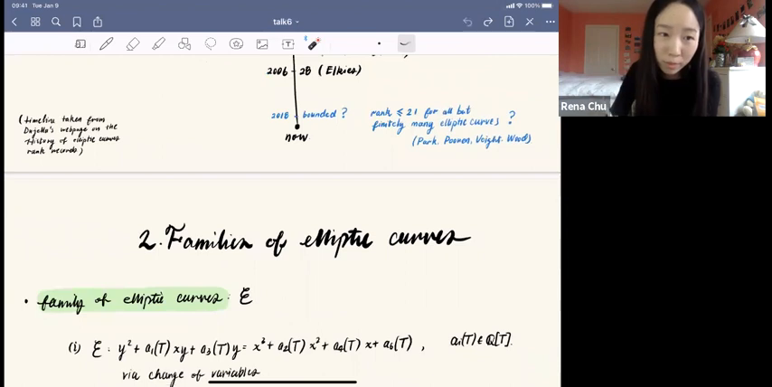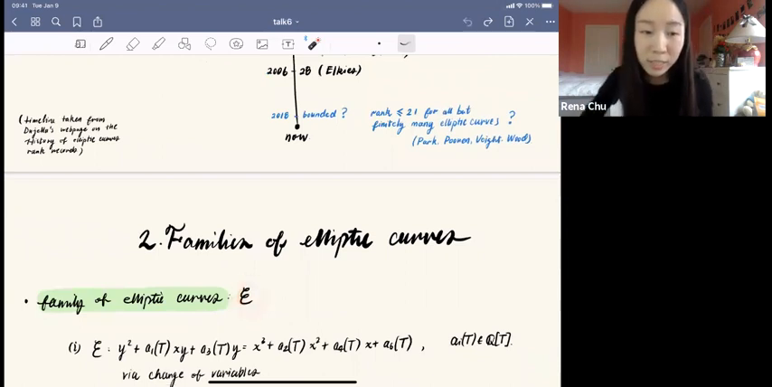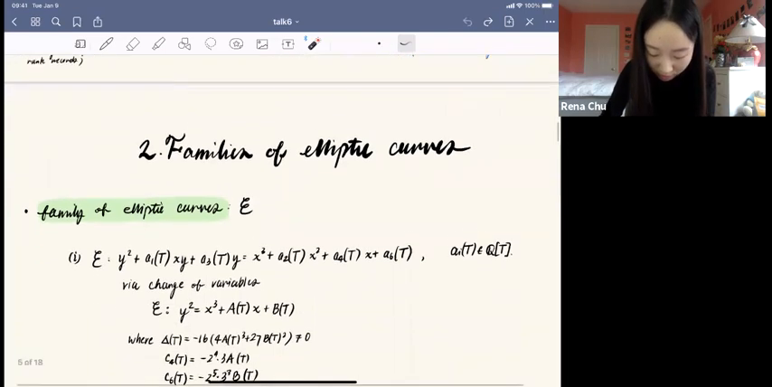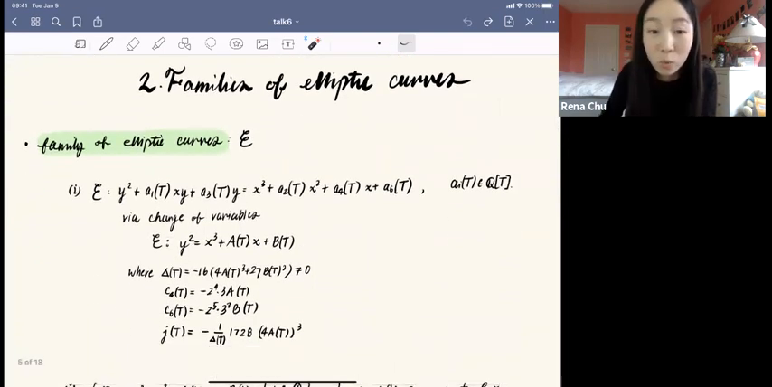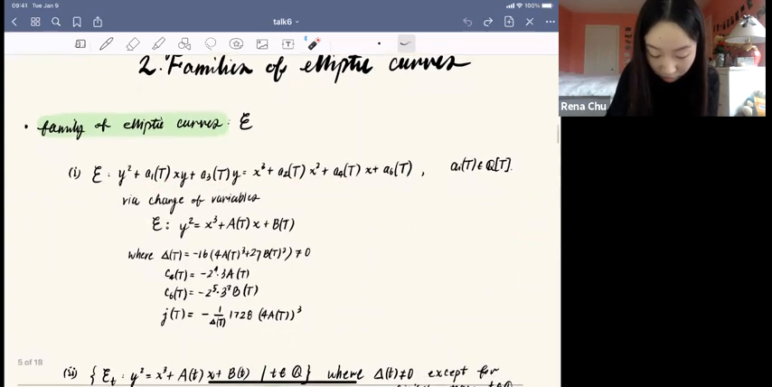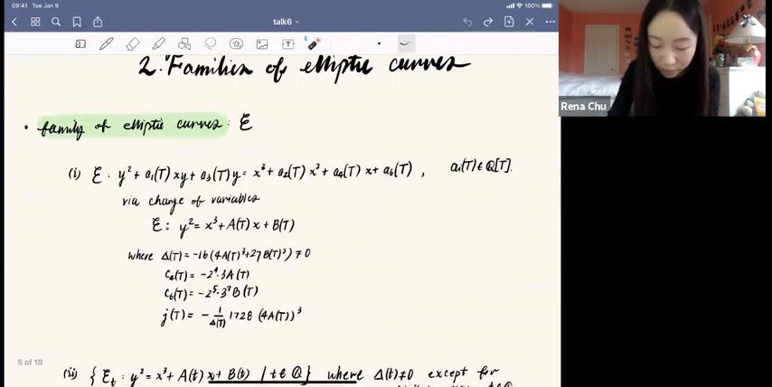So we denote a family of elliptic curves by this curly E. And there are 3 equivalent definitions of a family of elliptic curves. The first one being viewing this family as one single elliptic curve, where the coefficients are polynomials. So this is an elliptic curve over Q(t). The same thing as before, via a change of variables, we may write this Weierstrass equation of this form. And same as before, we can write these invariants in terms of the A and the B.